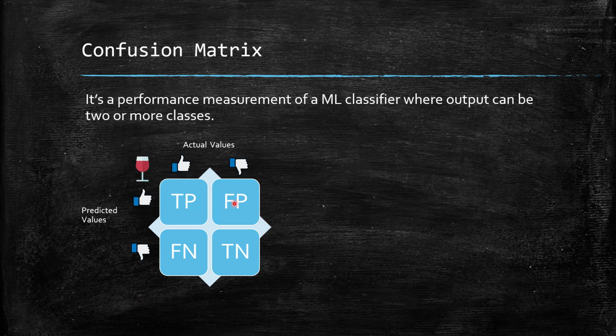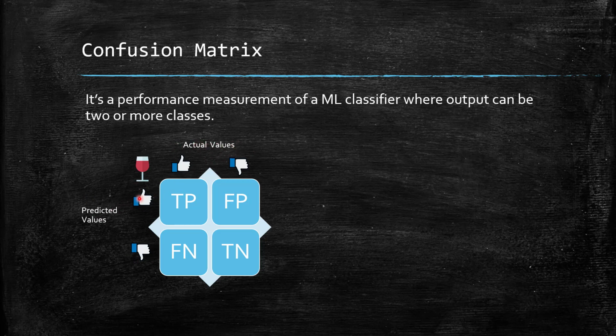Whenever we talk about the confusion matrix, we create this kind of matrix here. We are dealing with the wine data. Along this axis we are showing the predicted values, and along this other axis we are showing the actual values.